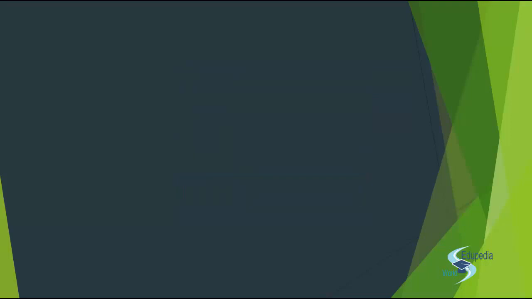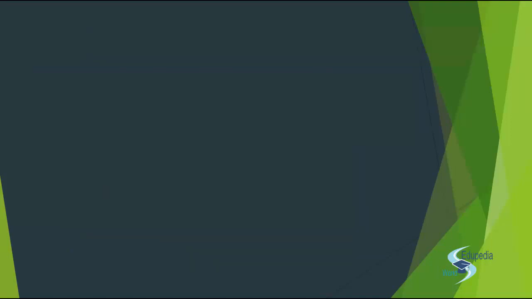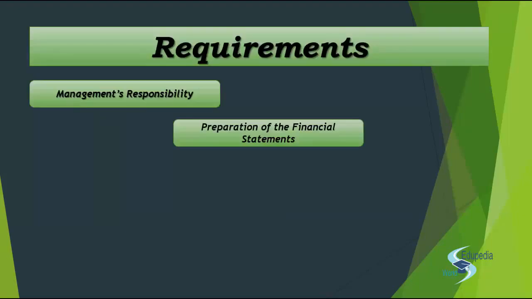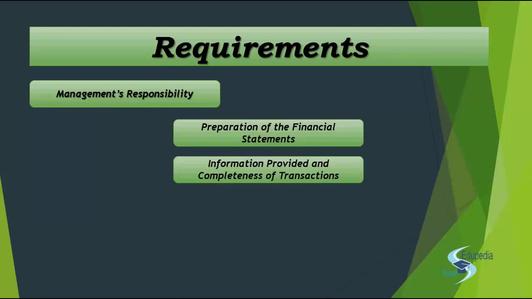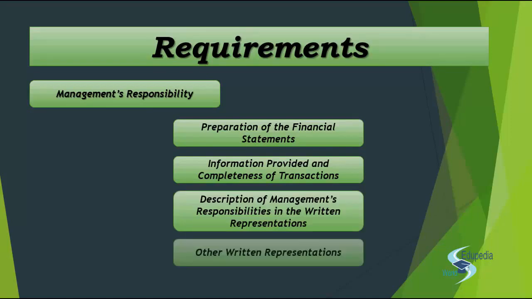You have to just mug up those things that I have displayed on the screen. These are things you need to know: the scope, the 3 objectives, the definition. Obviously you have to learn, but if you don't learn, no problem. If you are okay to write a hell of a lot of things in the examination, write it. I don't have an issue with that. But if you want to cut short your writing, go with the definition. And in the requirement part, you have to know the management responsibility, preparation of the financial statement, information provided and completeness of the transactions, description of management's responsibility in the written representation, and other written representations.